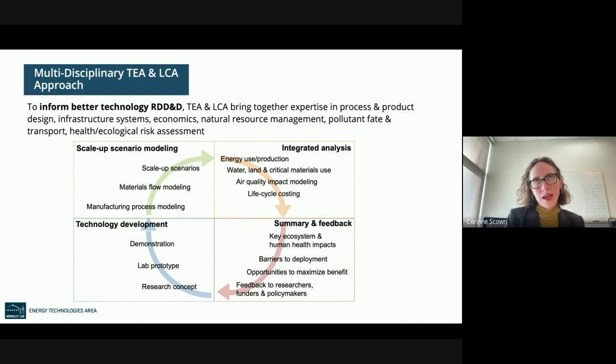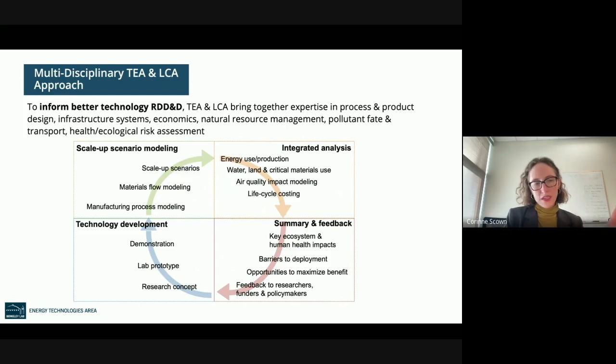One of Berkeley Lab's claims to fame is that we do a lot of TEA and LCA for emerging technologies. So these are things that have not been commercialized yet. It's not the only thing we do, but it is a niche where we've been able to establish some amount of leadership.